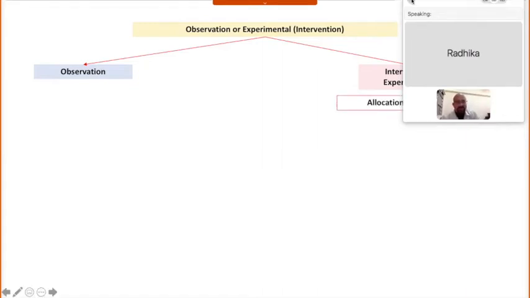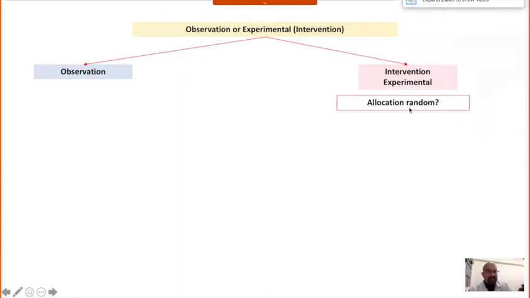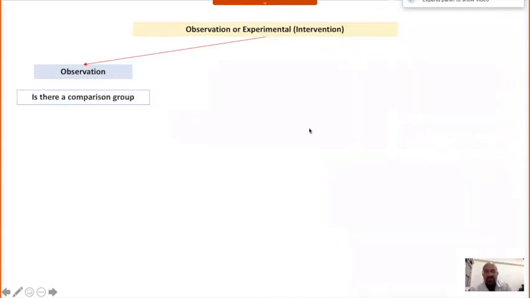The interventional study depends on whether the allocation is random or not random. If it is random, then it is called a randomized trial. If it is not random, it's called a non-randomized trial. Forget experimental studies, there is nothing more to it. If it's an observational study, no intervention is being done.